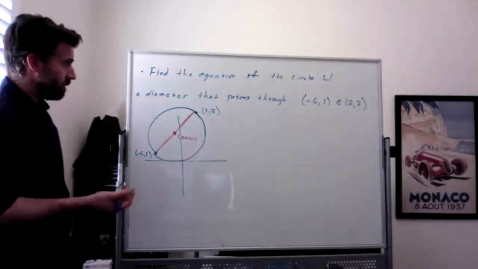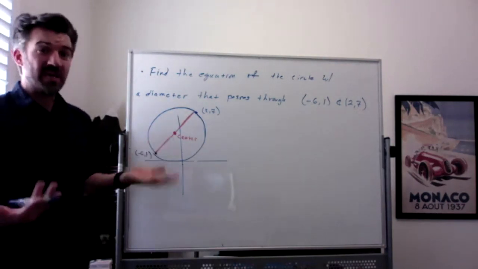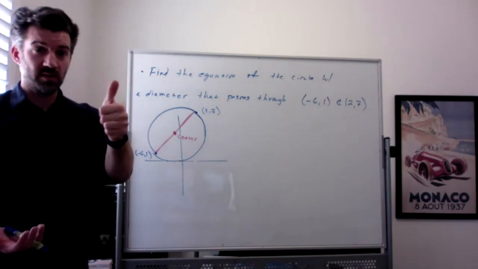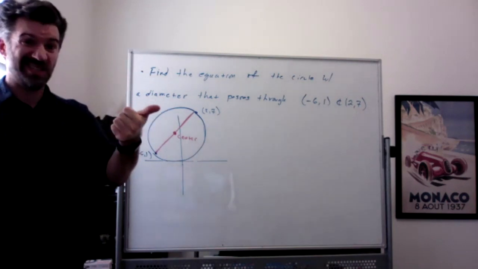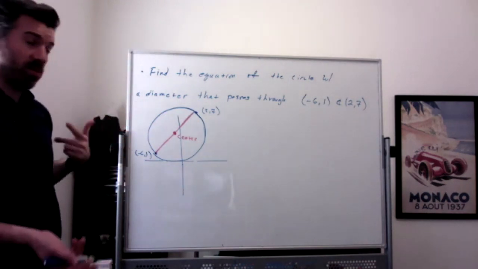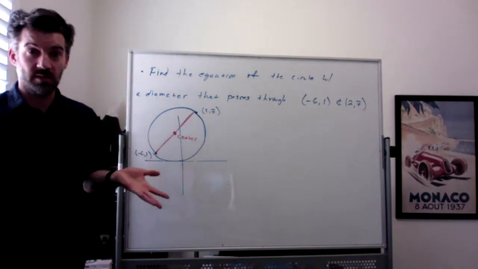So we want to write the equation of the circle. To be able to write the equation of the circle, we need 2 things. We need the center. We don't have it. We also need the radius. We don't have it. So what we're going to do is use the equations we just talked about to help us find those things.